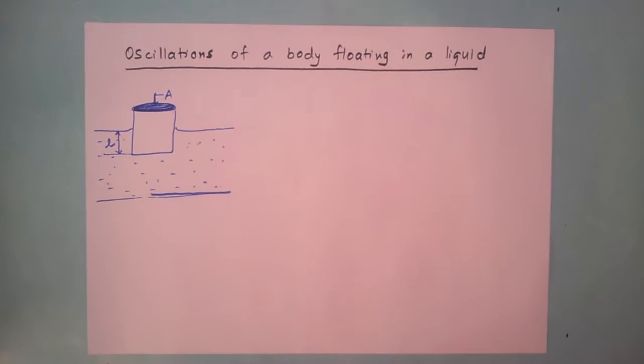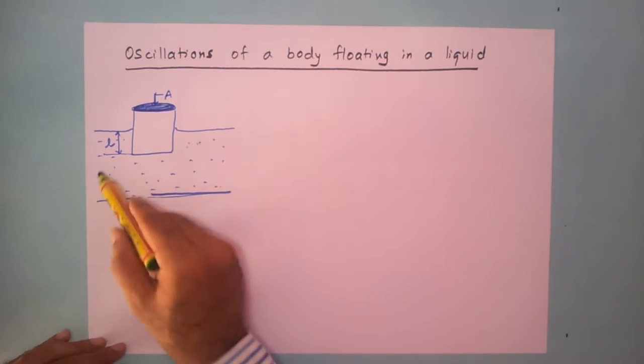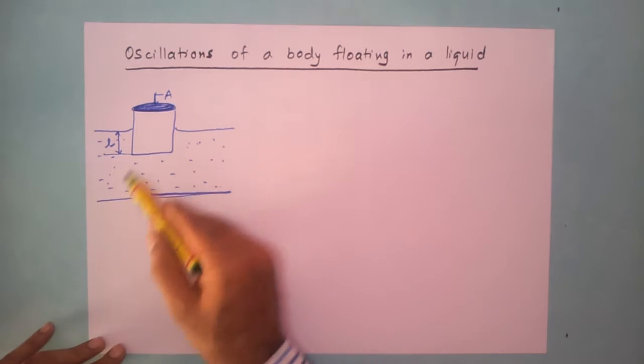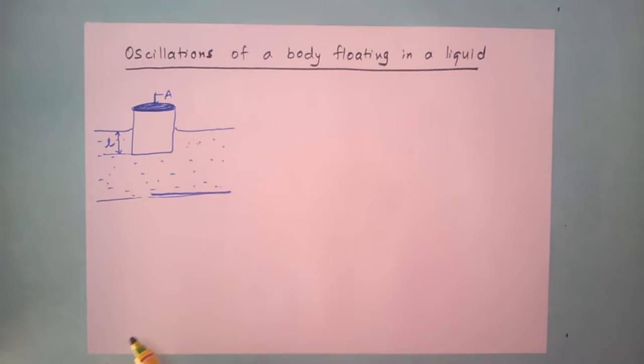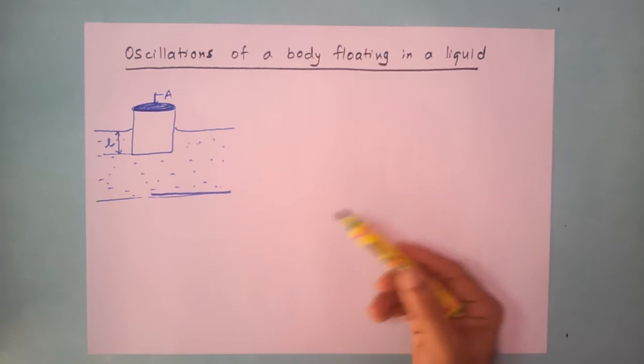Here we will investigate the oscillations of a body which is floating inside a liquid. So I have this diagram wherein we have this liquid over here and there is an object over here which is floating inside this liquid. So how do oscillations come into place?